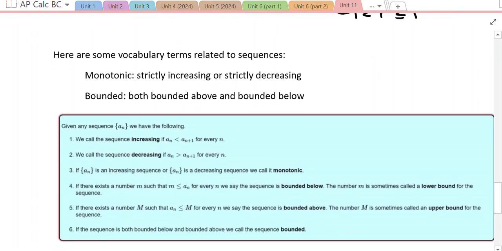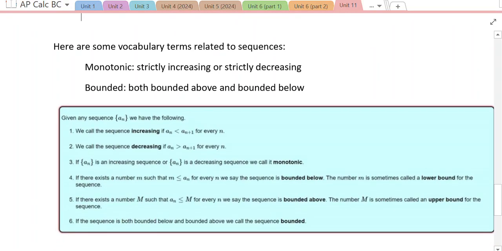A little bit of vocab here. Monotonic is something that's strictly increasing or strictly decreasing. Okay, we learned how to figure out if things were increasing or decreasing by taking their derivatives, and that's a really good tie-in to previously learned content. Bounded means that the function is bounded above and below, so I know that I'm always in the positives, or I know I don't exceed a certain number.